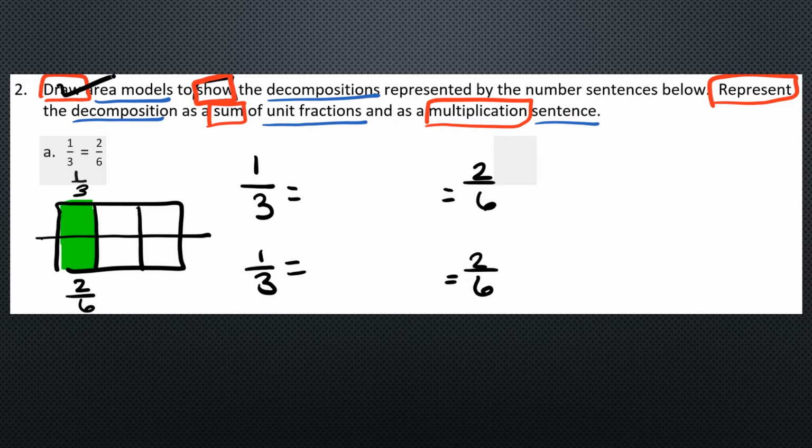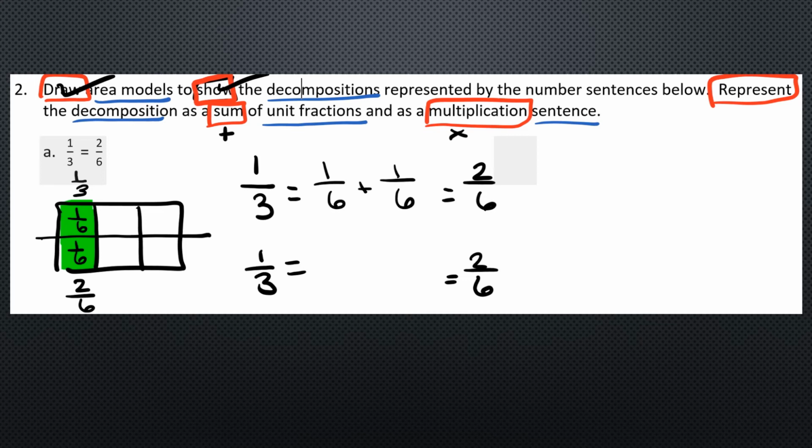I've drawn the area model to show the decompositions, and now I'm representing those decompositions as a sum. I know that sum is to add and multiply is to multiply. So I need to use those unit fractions. Let's fill them in. If I'm working in sixths, this box would be 1/6, and this box would be 1/6. So when I add them together, 1/6 plus 1/6 equals 2/6.